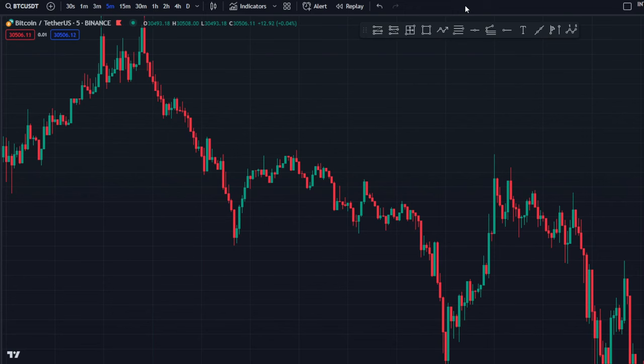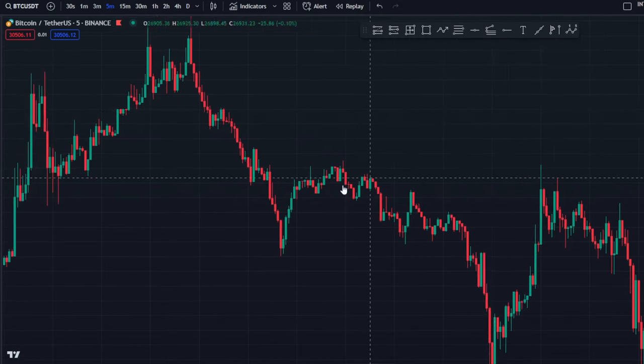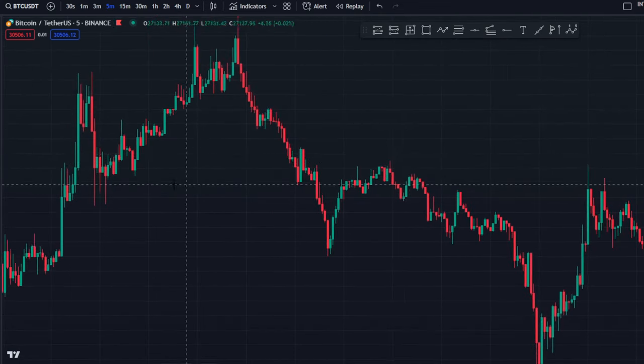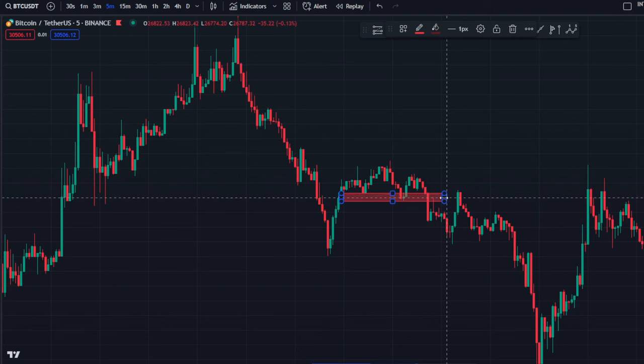The first rule would be to identify an area of support where price previously found support. In this case, you can see there's this area where price previously found support. So I'm going to draw the area right here. We're going to make it green in color to show that it's an area of support.